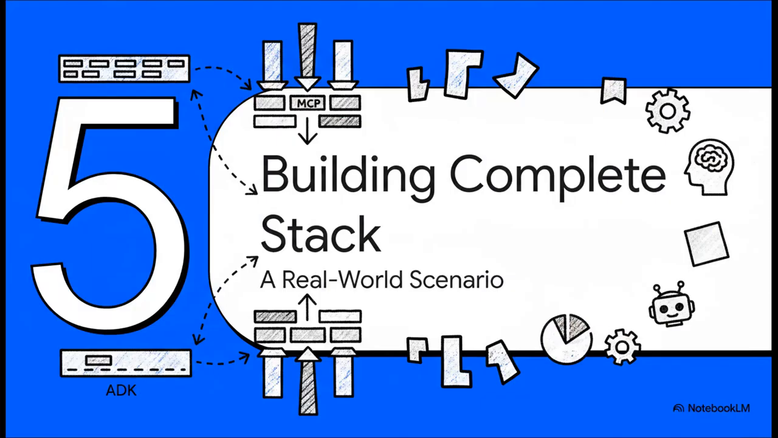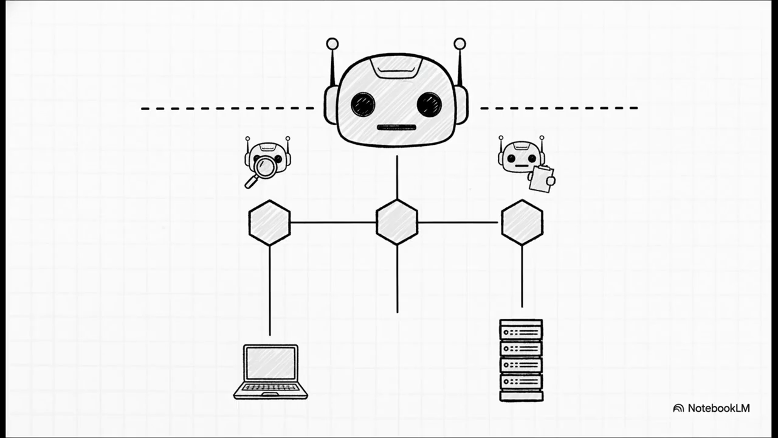Okay, Section 5, building the complete stack. Let's look at a real-world scenario. So how do we take the horizontal logic of ADK and the vertical connectivity of MCP and actually smash them together? Well, imagine you're building an enterprise AI coding assistant. You would use ADK to orchestrate the core reasoning loop, the planning phase, the memory management, and the retry logic for when the code inevitably fails the first time.